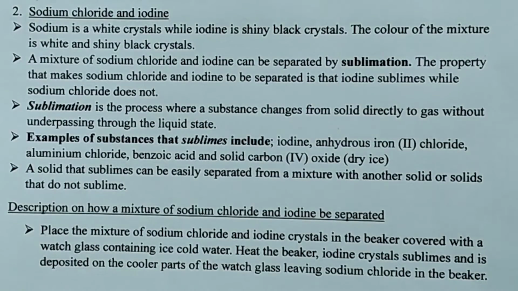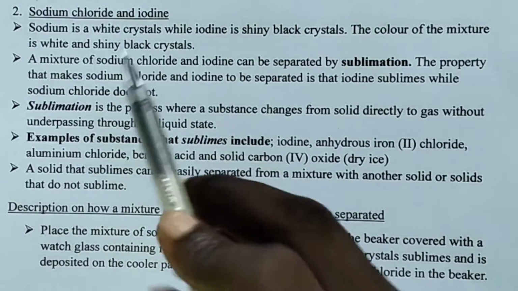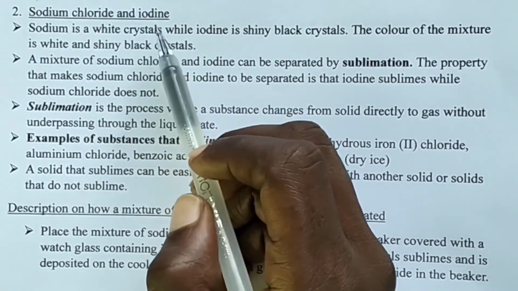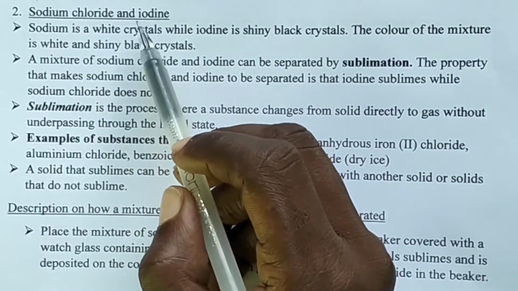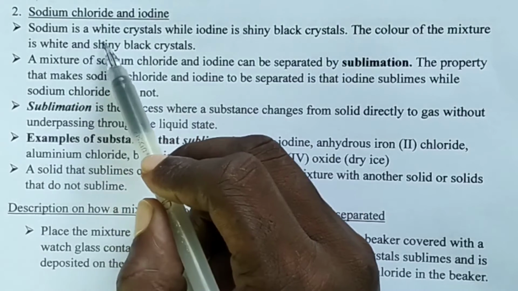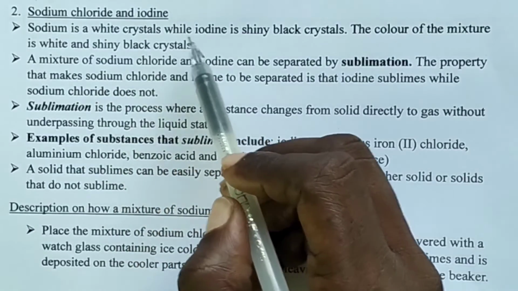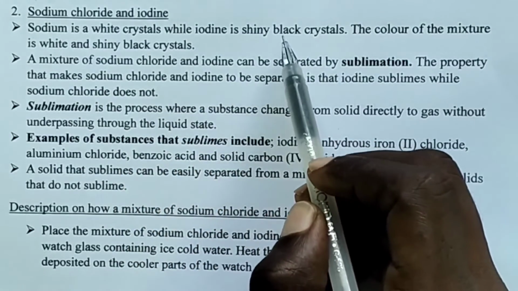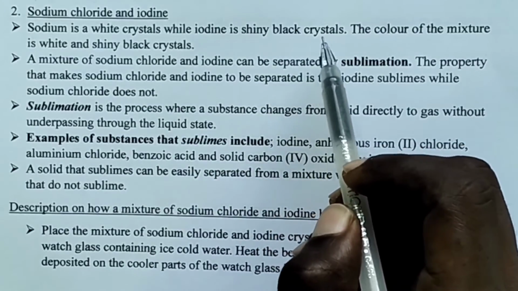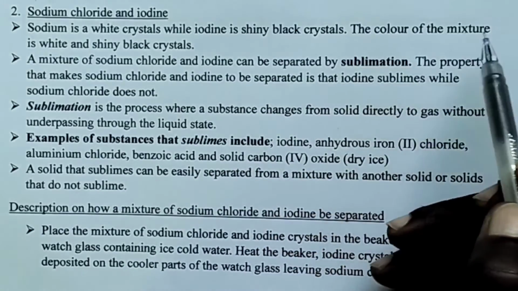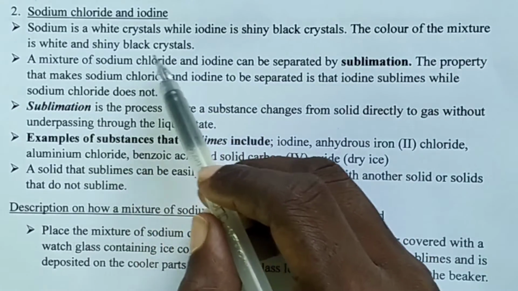Next, let's see example 2. That's sodium chloride and also iodine. That's another example of again a solid mixture. So sodium chloride is white crystals, while iodine is shiny dark crystals, or shiny dark gray crystals. The color of the mixture is white and shiny black crystals.